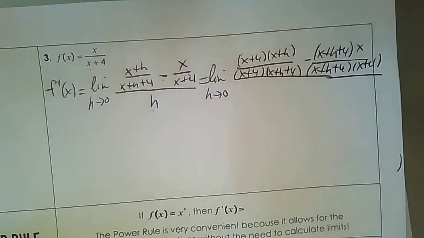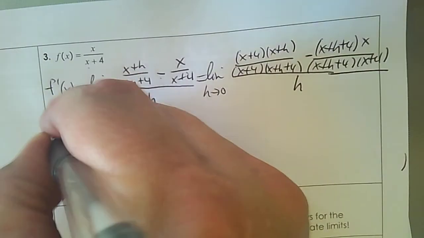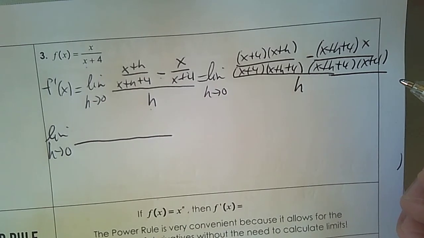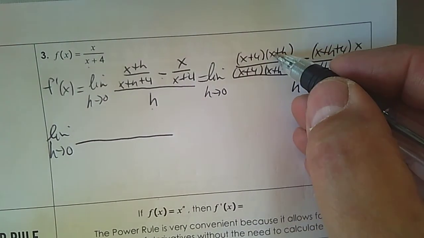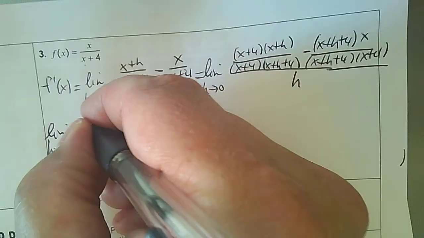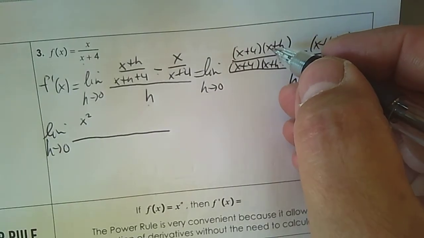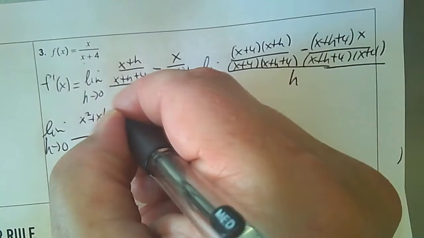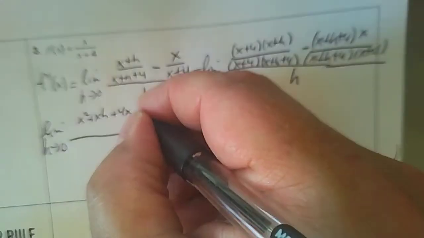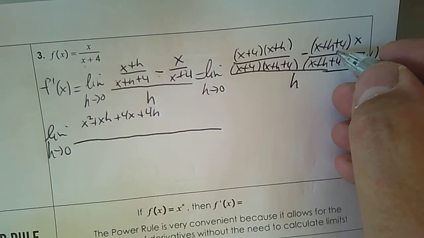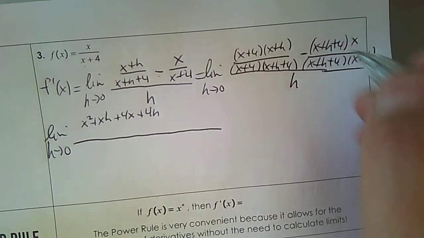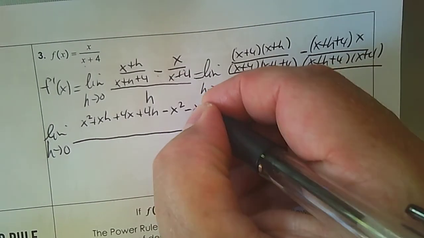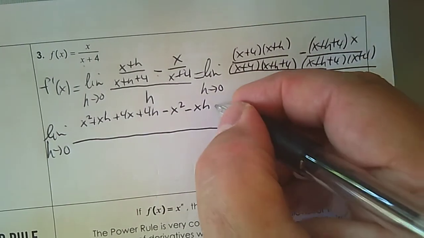So x times x is x squared. X times h is xh. 4 times x, 4 times h. Let's keep moving on over here. X times x is x squared, but it's a negative x squared. X times h would be a negative xh, and x times 4 would be a negative 4x. And that's all over the common denominator of x plus h plus 4, x plus 4, over h.